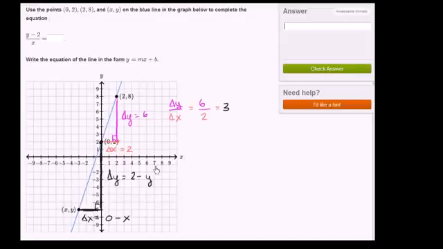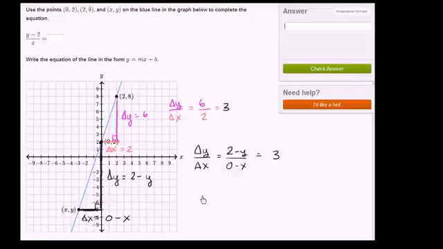So delta y over delta x, the ratio of this side to this side, is always going to be the same. These are all similar triangles. It's going to have the same ratio as this right over here. So change in y is 2 minus y. Change in x is 0 minus x. This is going to have the same ratio. It's going to be 6 to 2, or 3 to 1, or just 3.